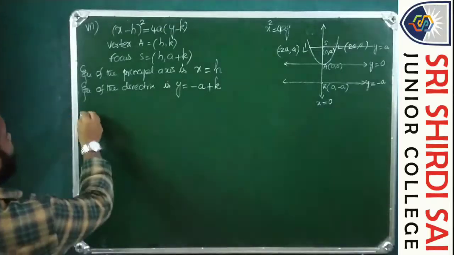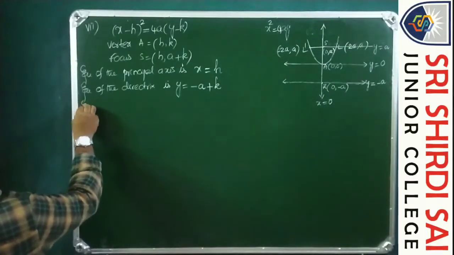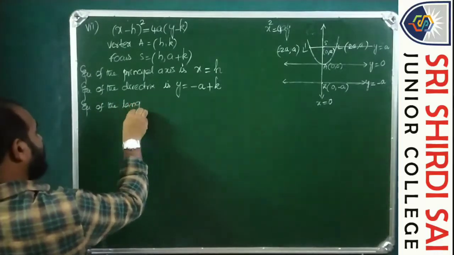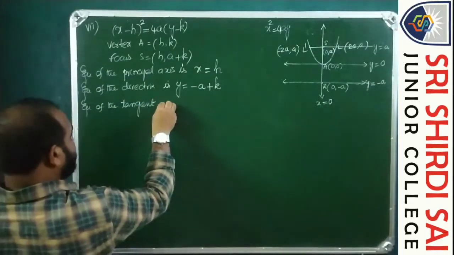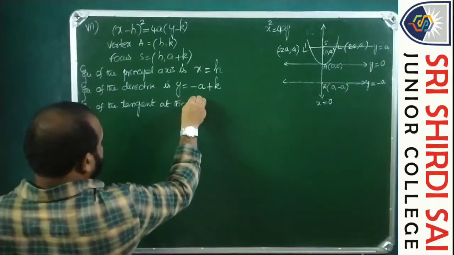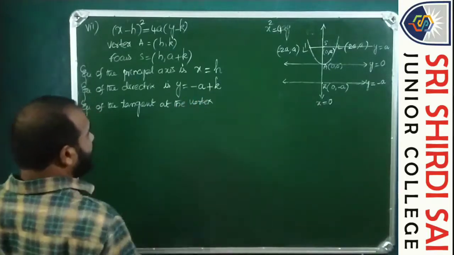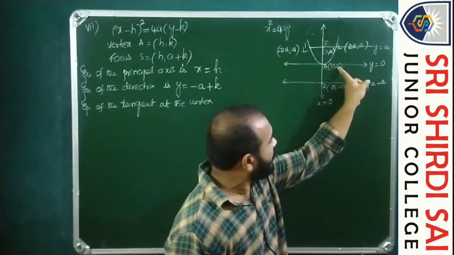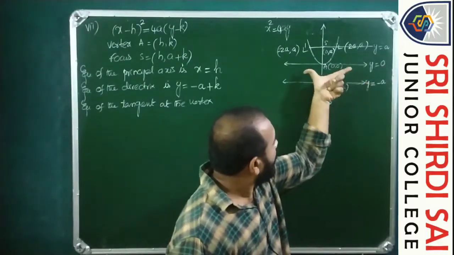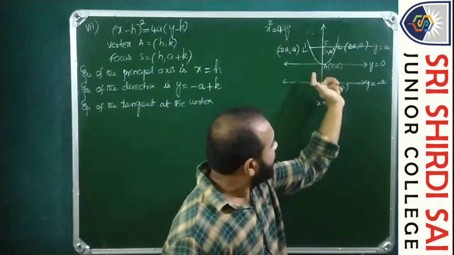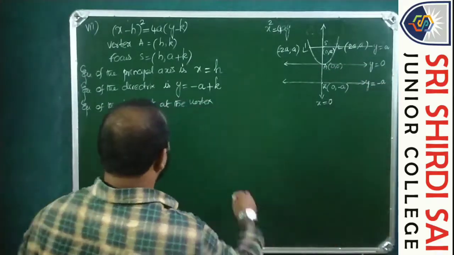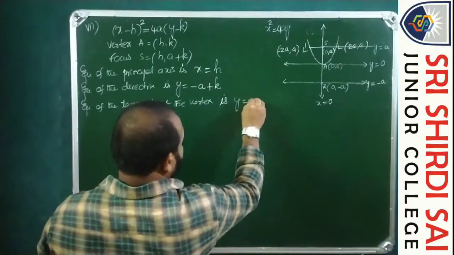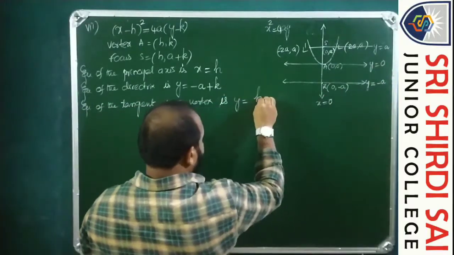Next, the equation of the tangent at the vertex. Earlier, this was the equation of the tangent at this vertex 0 0. So this is the x-axis. The x-axis equation is y equals 0. Here y equals 0 plus k.